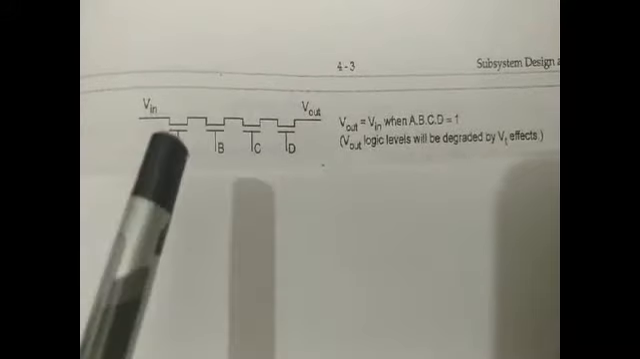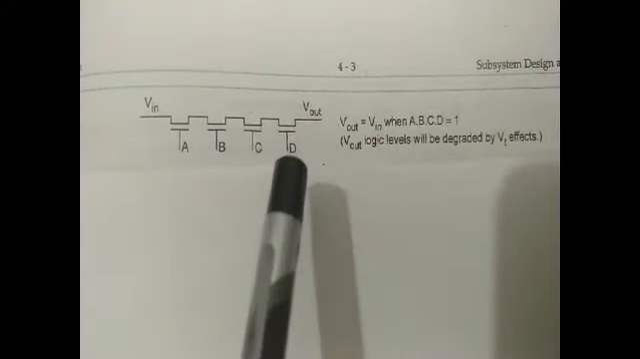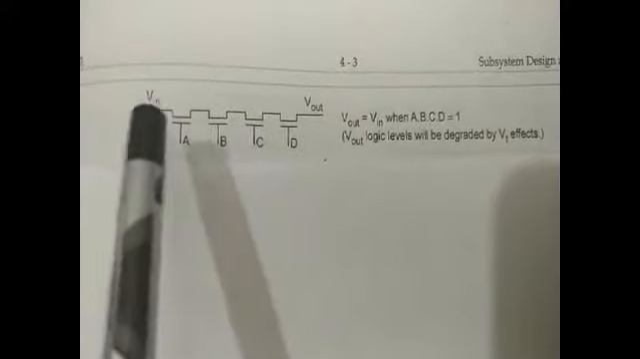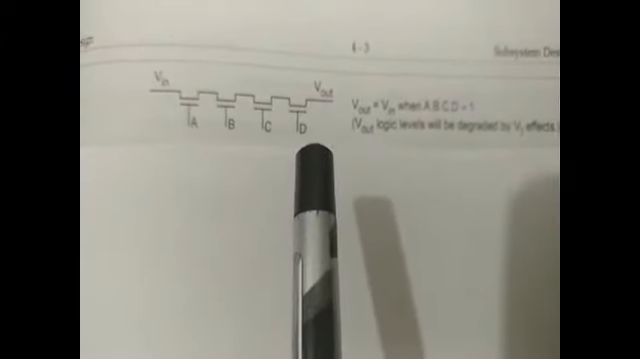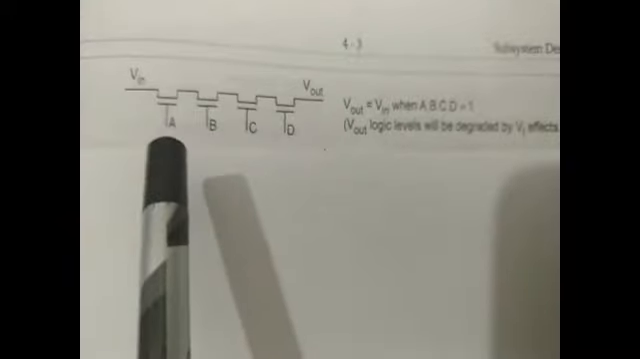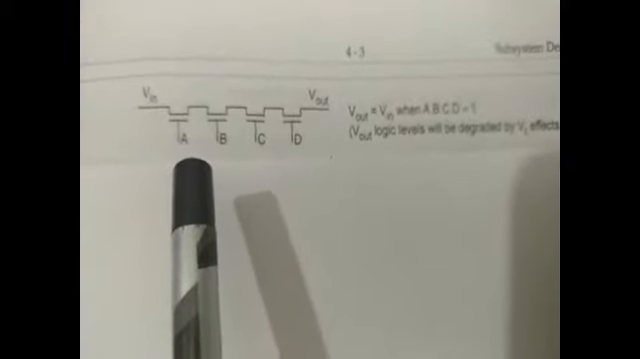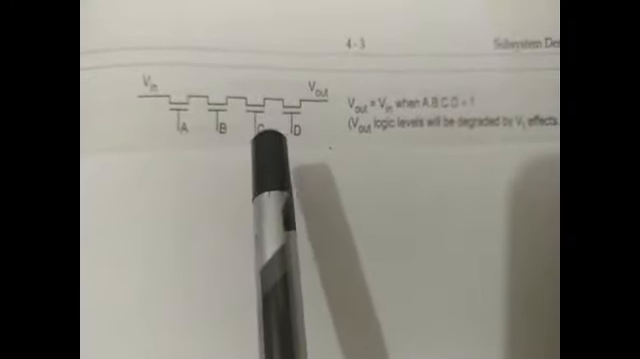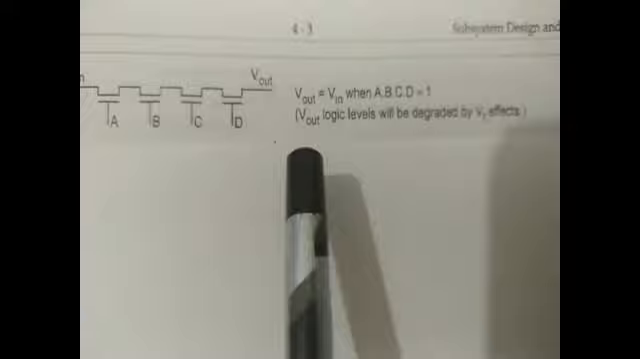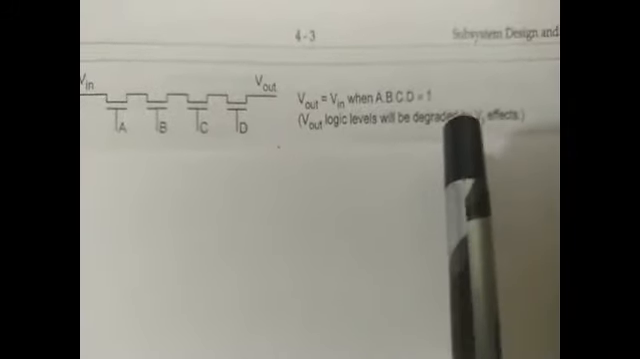So here we have just taken the NFETs. We are taking A, B, C and D, that is the 4 NFETs, and V out is equal to V in when A is equal to B is equal to C is equal to D is equal to 1. Why? Because an NFET is only on for the logical high, so when the input is 1, only then is the NFET on, and since they are connected in series, V out is equal to V in when A, B, C, D are all 1, reduced by the threshold effect.